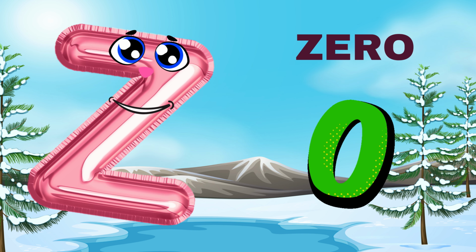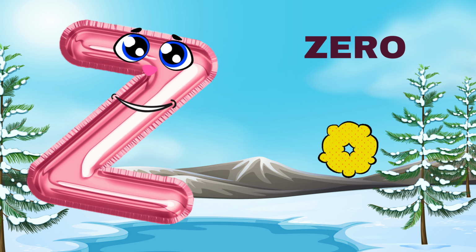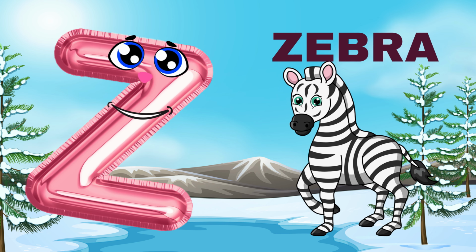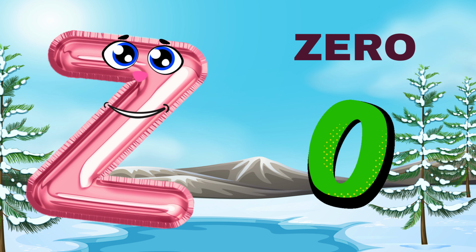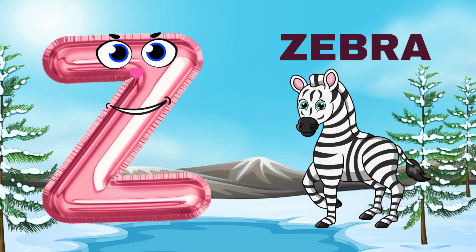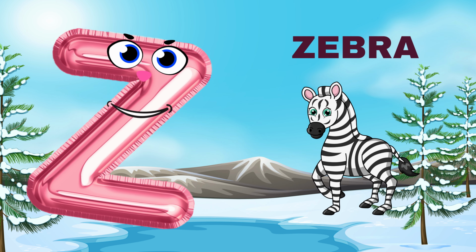Z is for zero. Z, z, zero. Z is for zebra. Z, z, zebra. Z is for zero. Z is for zebra.